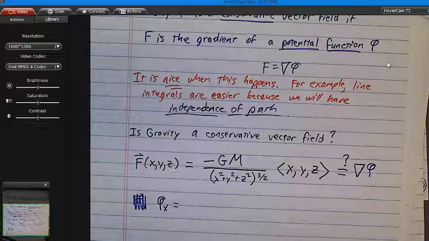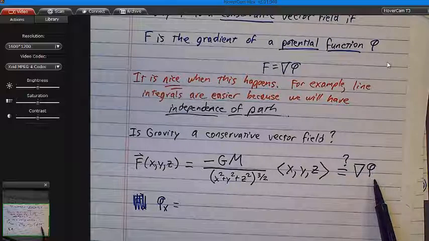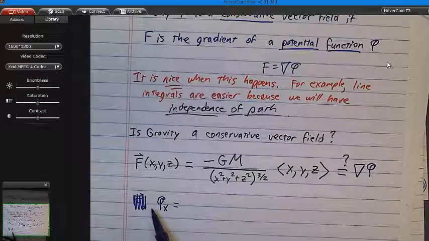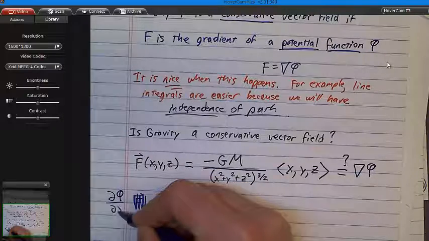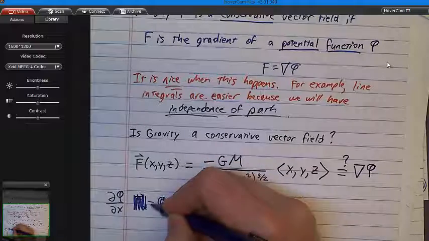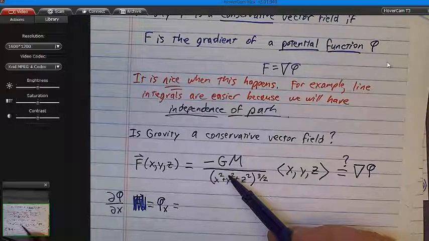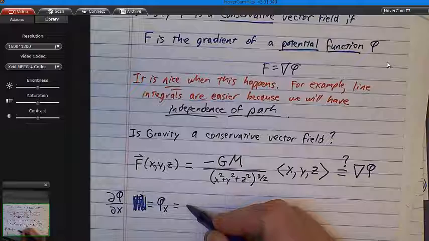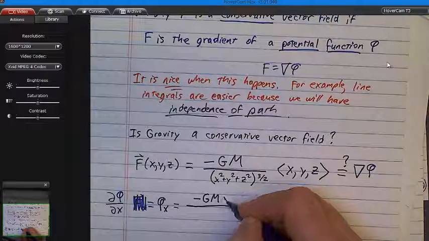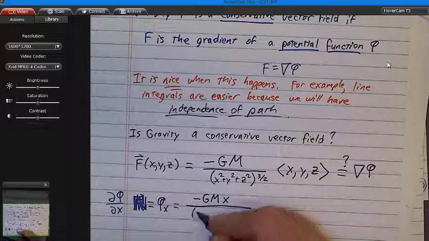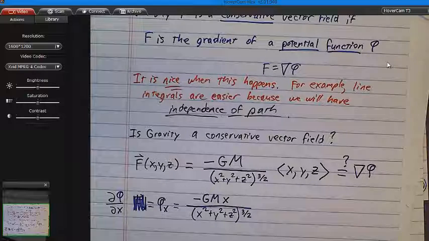And what I'm saying is this. If F is the gradient of phi, then what does this say? This says phi x. What does that mean? Another way to write it? Partial of phi with respect to x. So these are equal. The point is, if F is conservative, if gravity is conservative, then phi x, I claim, should look like this. Let's see if you agree with me. Negative G m x over x squared plus y squared plus z squared to the 3/2 power.